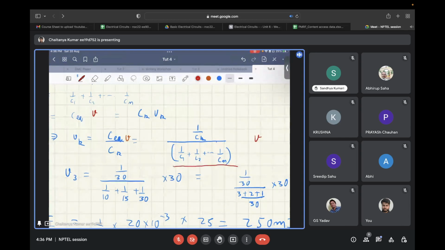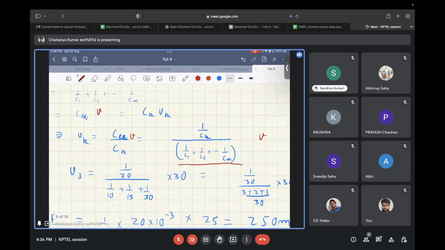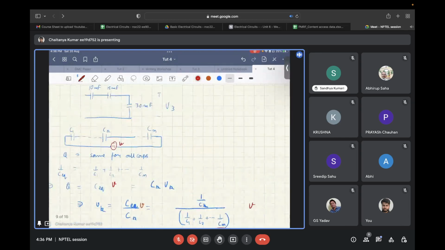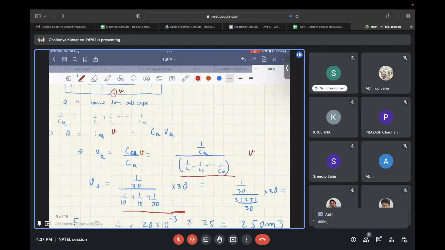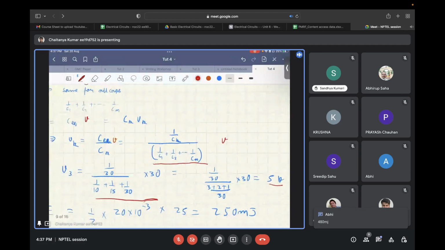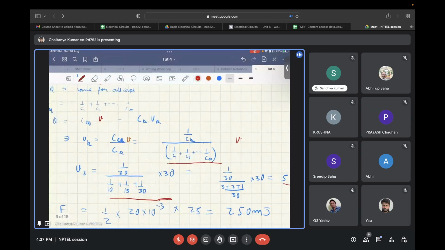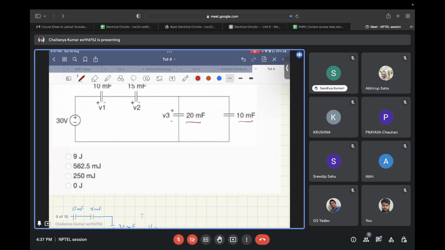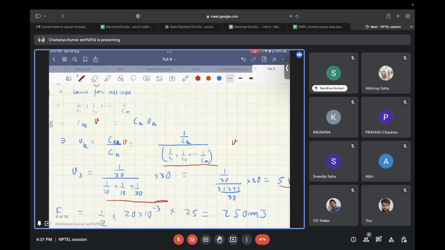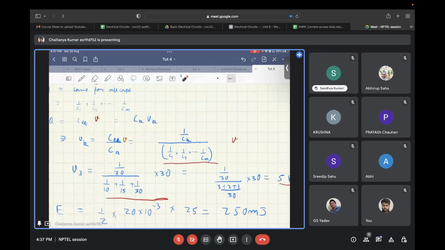And so if you apply this in the circuit that is of interest to us, you will get the value of V3, that is across the 30 millifarad capacitor, as 5 volts. And from there, you can find out. Since the 20 millifarad capacitor and the 10 millifarad capacitor are in parallel, the voltage V3 will be the same across both capacitors. So from there, the energy is half times C times V square, and that comes out to be 250 millijoules.